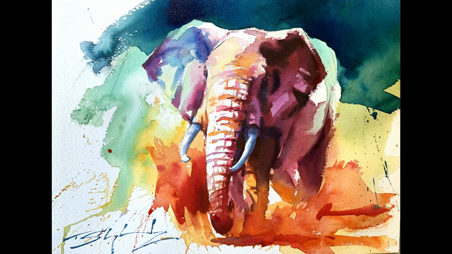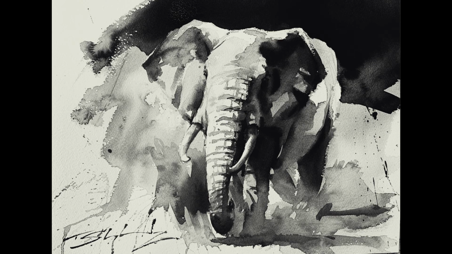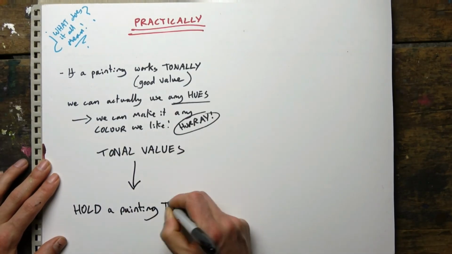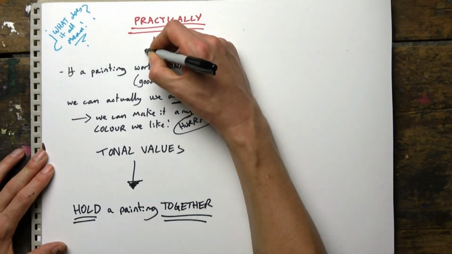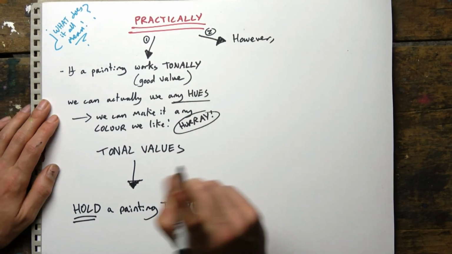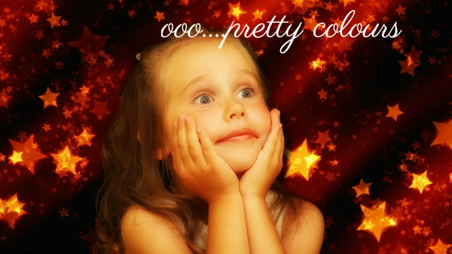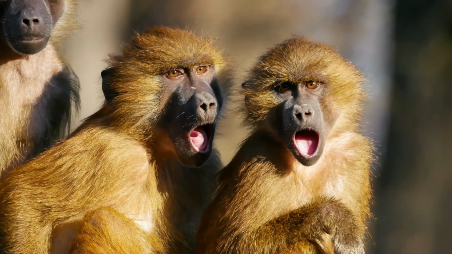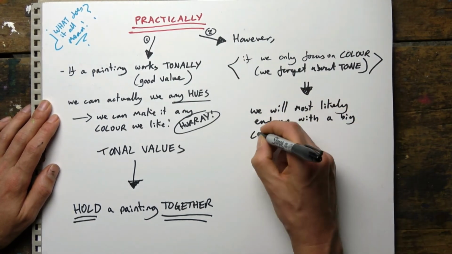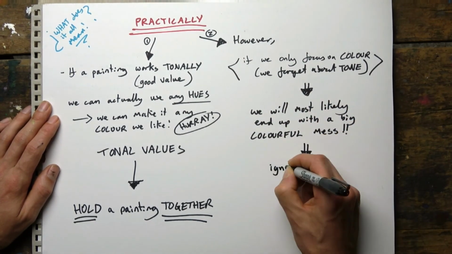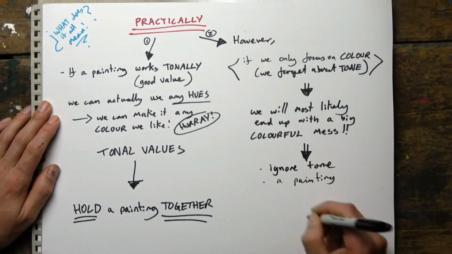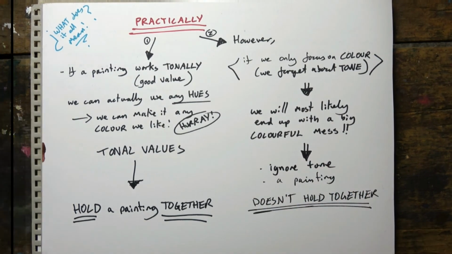Let's take this watercolour elephant that I painted, for example. You could say that all the colours are quite unrealistic, whatever that means, and a lot of the colours are actually quite high chroma, yet when we look at it tonally, it still makes sense. And you guessed it, this is because the tonal values hold a painting together. However, if we only focus on colour and we forget about tone, which is very easily done because colour can be very beguiling and very exciting, we will most likely end up with a big colourful mess. And hopefully you guessed it, if we ignore tone, a painting doesn't hold together, or it's very unlikely to.